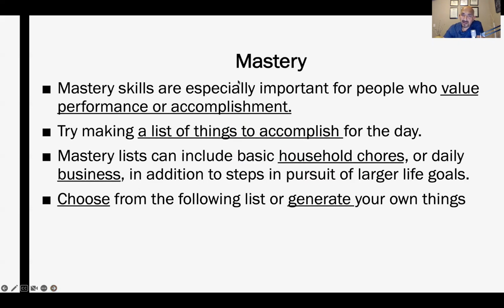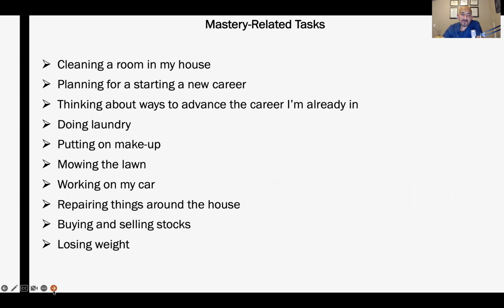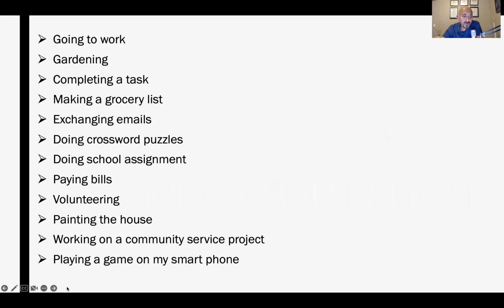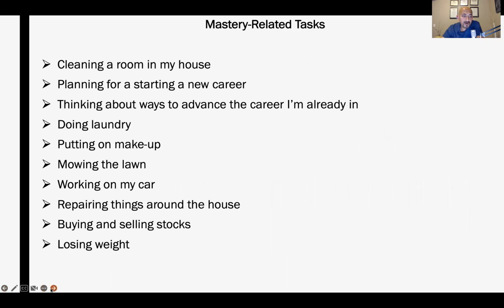So mastery, as I mentioned, what does it mean? It means achievement or performance or accomplishment. Because when you feel you accomplish something and give yourself credit, it improves your mood. This is the way it works with depression. Achieving something can be business, school, household chores, so many things. I put a list of things here, but you don't have to choose from them. You can generate your own things that give you a sense or feeling of mastery.